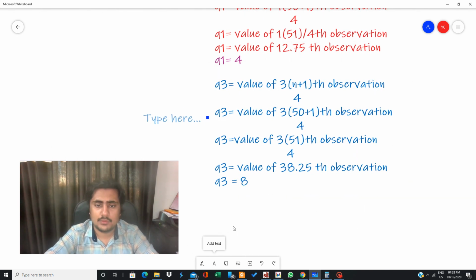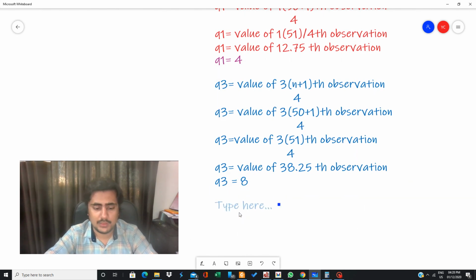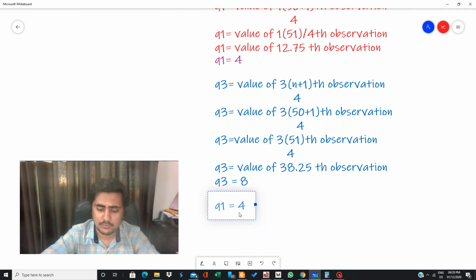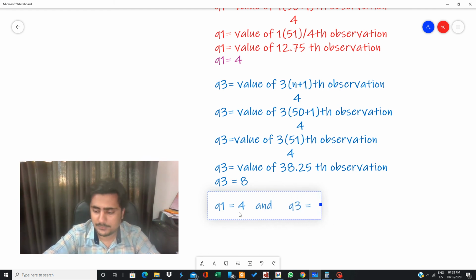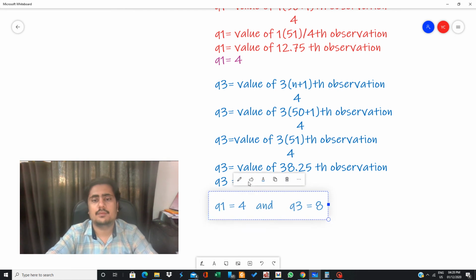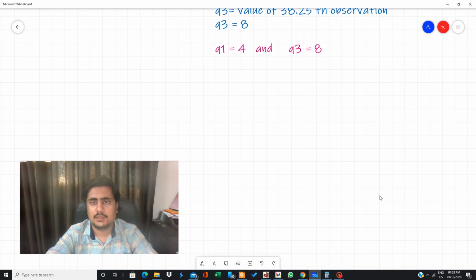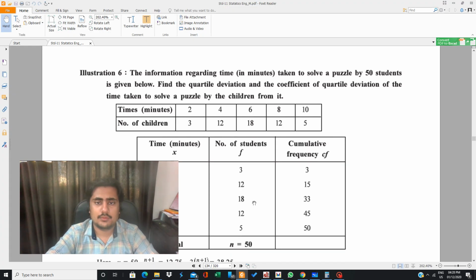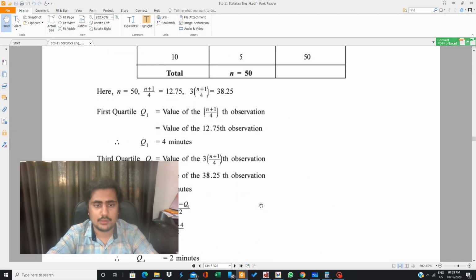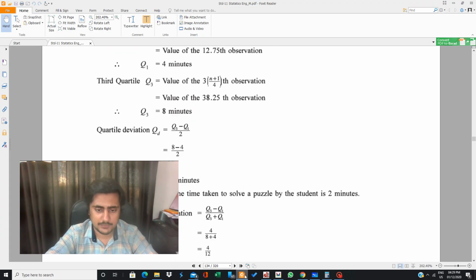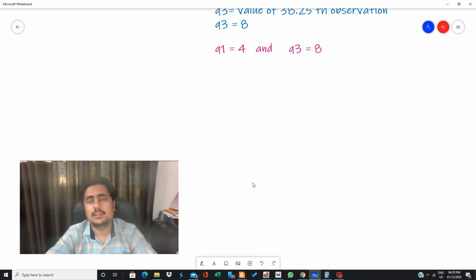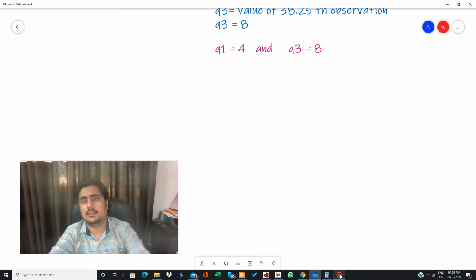So you got two things: Q1 as 4 and Q3 as 8. This is an illustration, so we can check the answer. Q1 is 4 and Q3 is 8. Everything is in minutes. Q1 is 4 minutes and Q3 is 8 minutes.